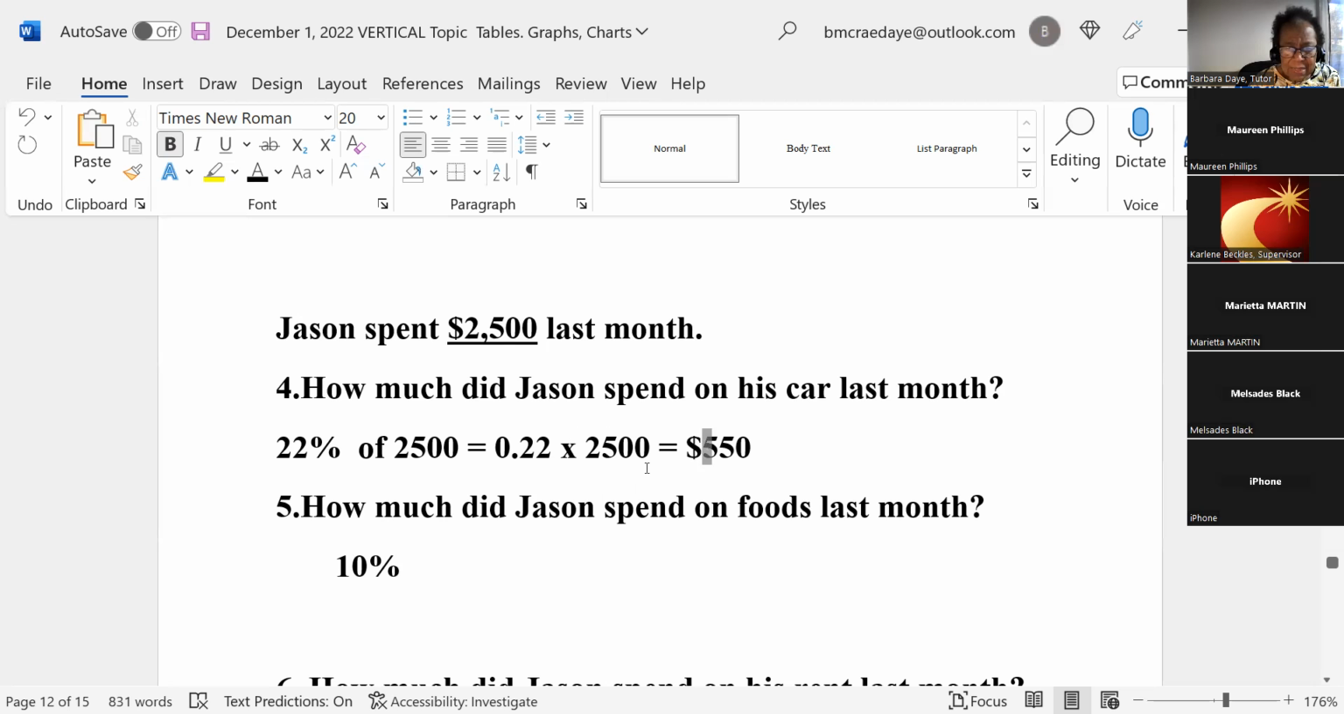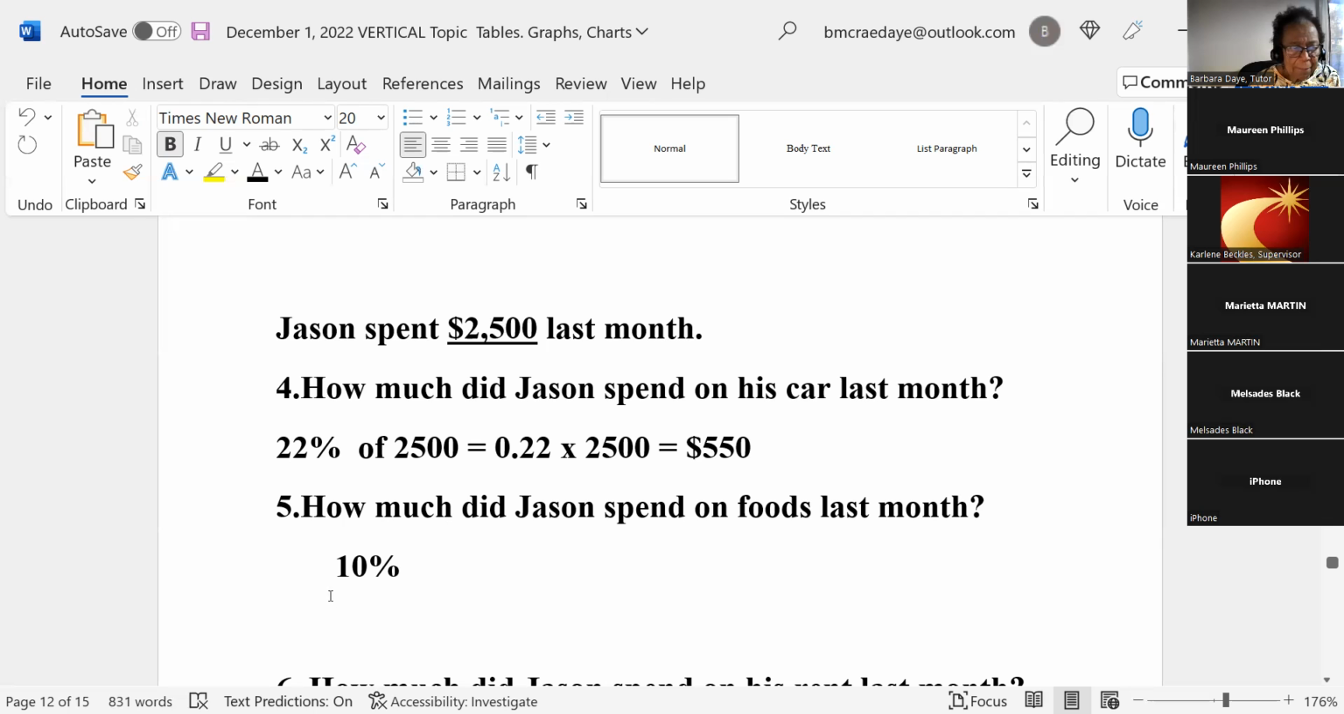Did you put that in? Mm-hmm. And enter? What did you get? I didn't put that 0. No, no, no, Marietta. 0.22 multiplication. 550. You got 550? Mm-hmm. Okay, so you got the answer. 22% of 2,500 is 0.22 times 2,500, 550. So everybody got the right answer, right?